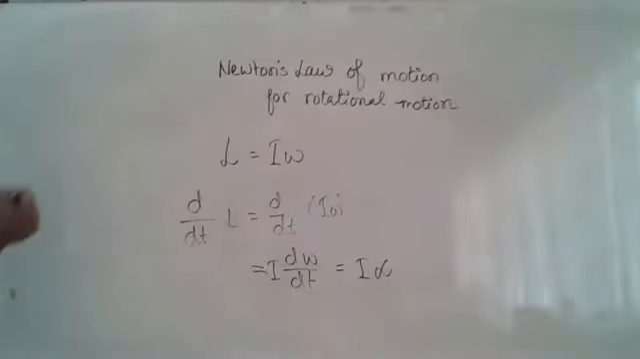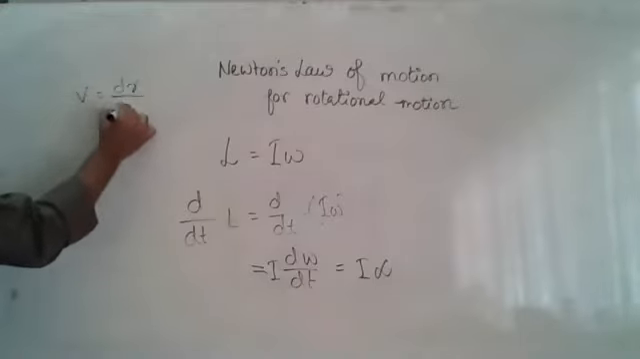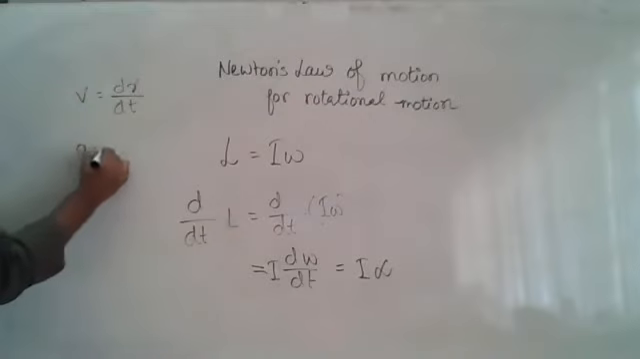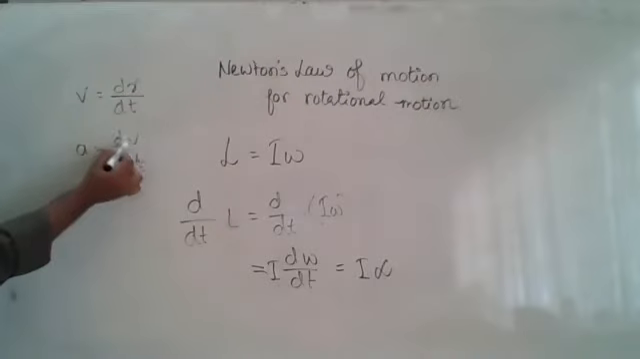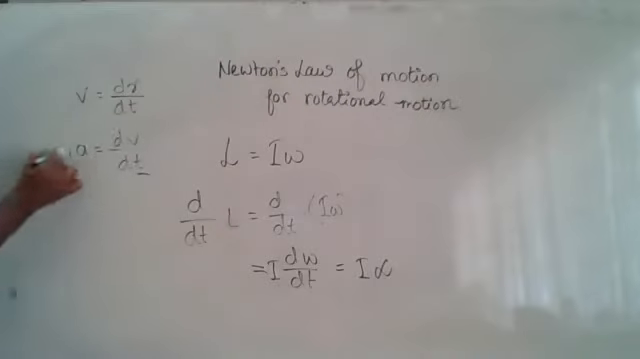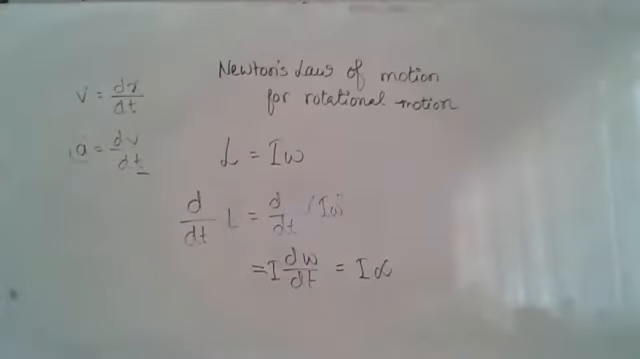If you remember, velocity is the differentiation of the displacement, and acceleration is the differentiation of the velocity. The rate of change of velocity with respect to time is acceleration. Now, in the case of linear motion we have this, and in angular motion we have angular acceleration. Till now, does anybody have any doubt?